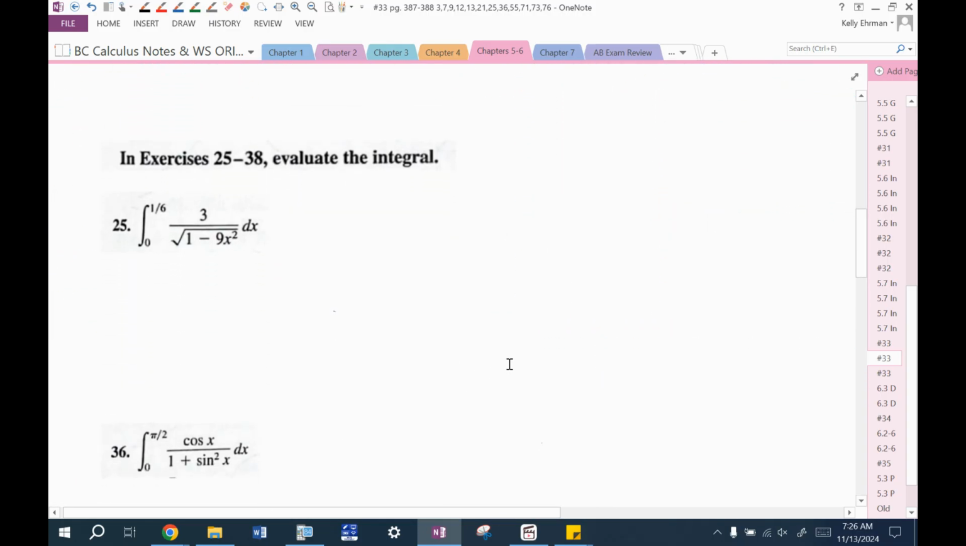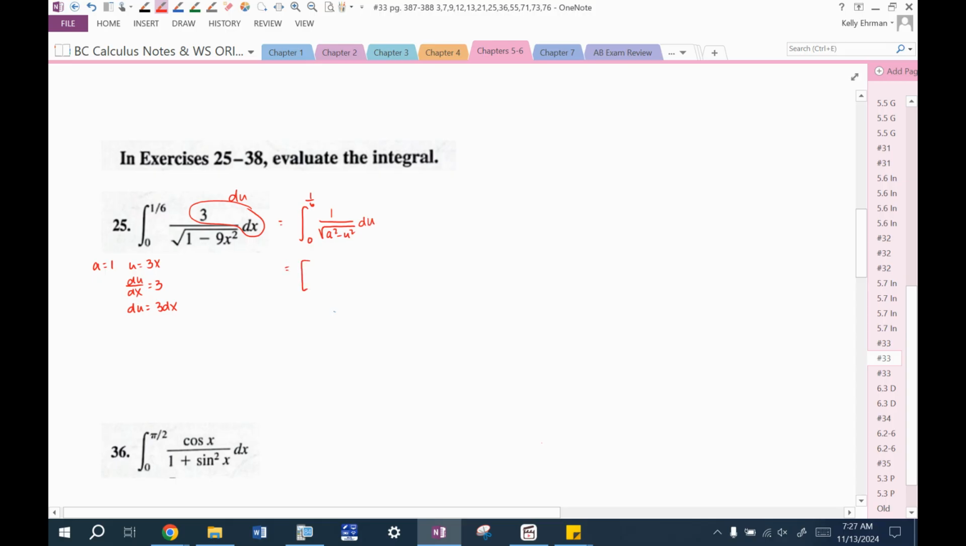Right, evaluate the integral. So now we're just doing definite integrals with our inverse trig. So this looks like arcsine to me. So a would be 1, u would be 3x, du/dx would be 3. In other words, that's du equals 3 dx. So we have 3 dx, that's du. All right, so this is now the integral from 0 to 1/6, I'm not going to change my bounds, of just 1 over the square root of a squared minus u squared du.